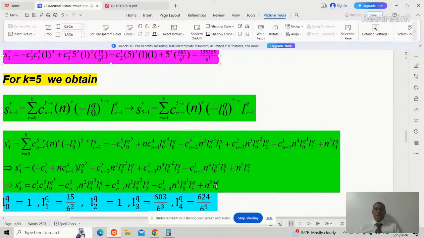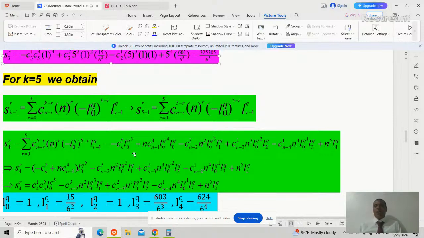Therefore, I have now finished finding the 6 values of S k minus 1 for the r. That will give you a new polynomial related to the original polynomial that we want to find the exact value of.